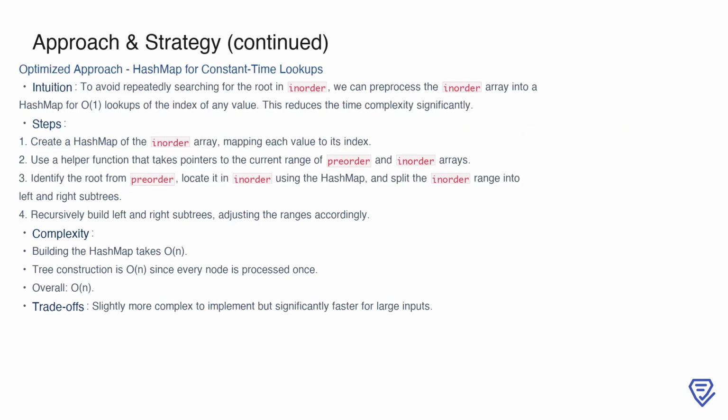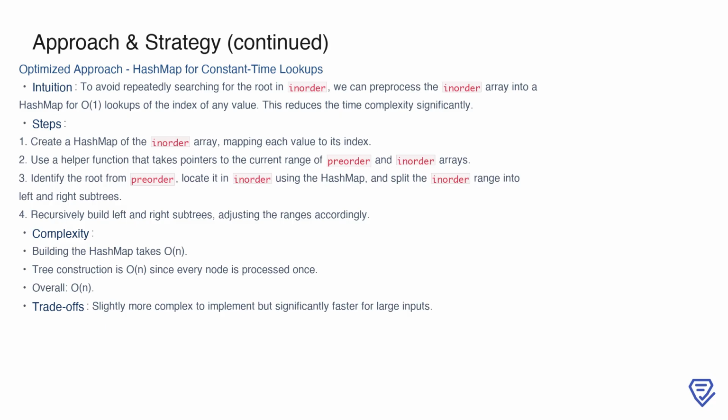To address the inefficiencies of the brute force approach, we can use an optimized method that relies on a hash map for constant time lookups. The intuition here is to pre-process the inorder array into a hash map, where each value is mapped to its index. This eliminates the need for repeated searches in the inorder array, significantly improving efficiency.